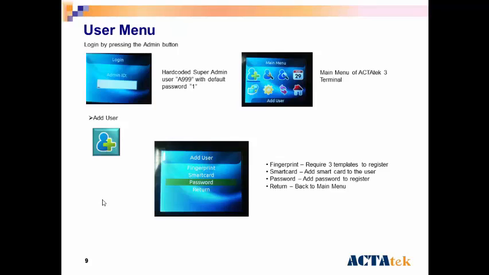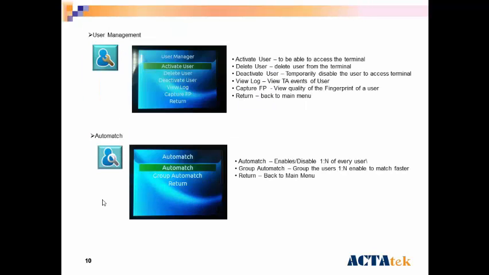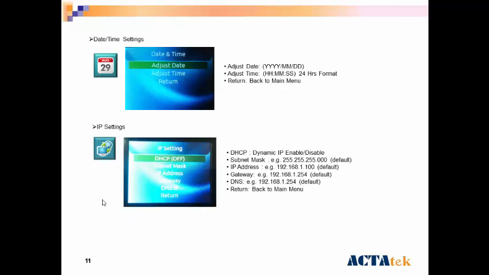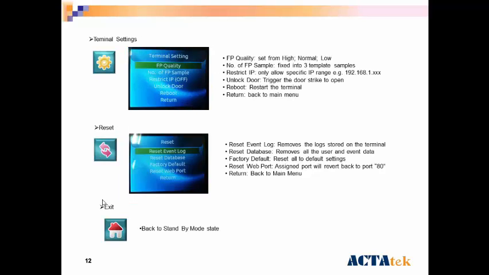This is the user menu. To enter the admin page, you just have to press the admin key on the keypad. The default username is 8999 and the password is 1. These are the user manager functions where you can activate, delete, and deactivate users. And this is the automatch page where you can turn automatch on or off, and also for a particular group. This is where you can adjust the time, and this is the IP setting of the device. You can also set the fingerprint quality and number of samples, and you can reset the events if you want to create some more memory space.